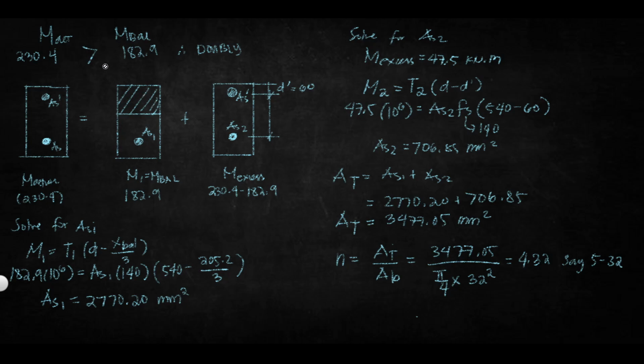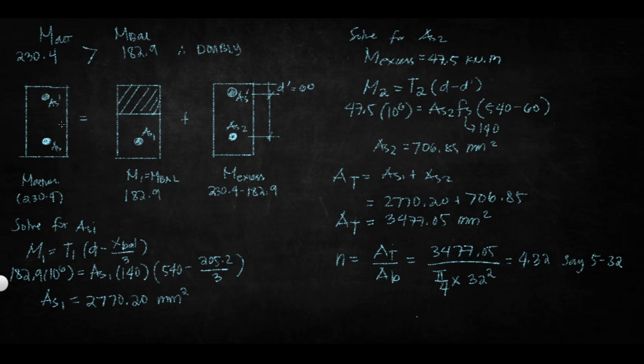So we compare the actual moment to the balance moment. So actual moment natin, in-solve natin, the maximum moment sa beam is 230.4 and then yung balance moment natin is 182.9. So as you can see, our actual is greater than the balance moment. So we would say na it is a doubly reinforced beam. Now, the question is how we will design a doubly reinforced beam.